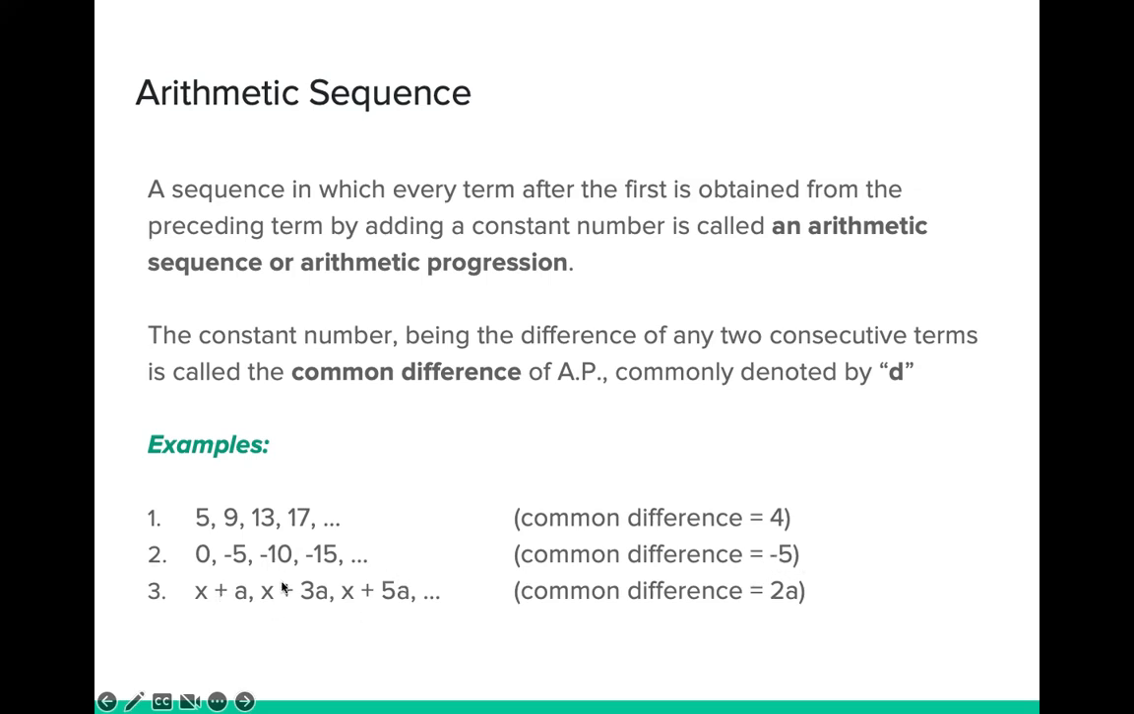So what about the sequence x plus a, x plus 3a, and x plus 5a? What will be the common difference? It will be 2a. If we take the difference of x plus 3a minus x plus a, the x will be canceled out, right? So 3a minus a will be 2a. So x plus 5a minus x minus 3a, the x will be canceled out and we have 5a minus 3a, which will also result in 2a. Okay?